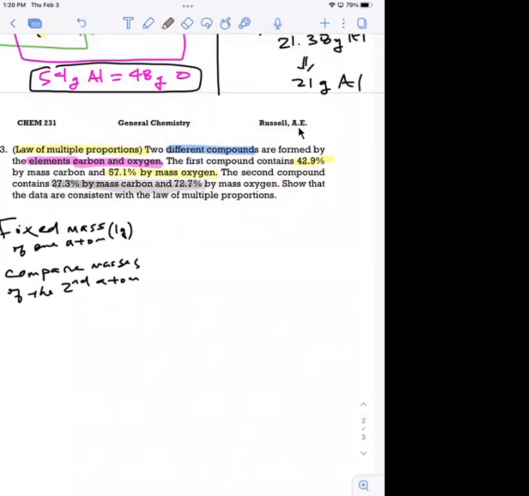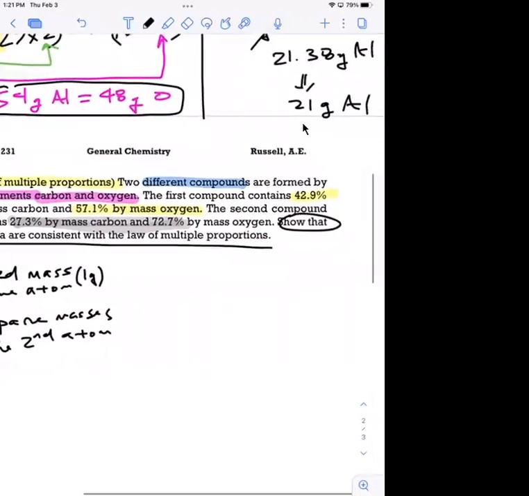Okay, good. So I'm highlighting in different colors what they gave us, and then this is what they're asking us. They're asking us to show that the data given line up with the law of multiple proportions, which says that for a fixed mass of any atom in a compound, the mass of the second atom, when you compare it to the mass of the second atom in a different compound formed by those same two elements, you should get a small whole number ratio. So here it gives us these numbers.